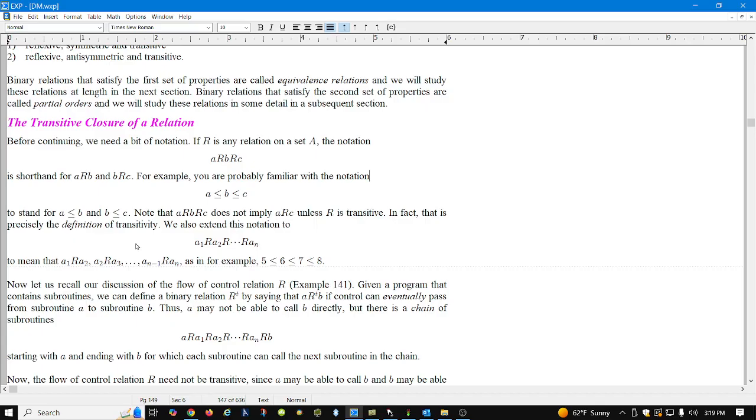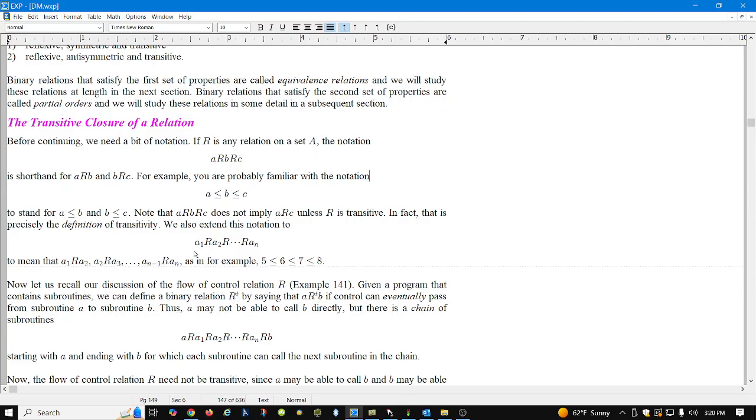Now, one thing to note is that ARBRC does not imply ARC unless the relation is transitive. It may, in some cases, for some elements A, B, and C, but in general, it will not unless the relation is transitive. In fact, that's precisely the definition of transitivity, isn't it? That for all elements A, B, and C in the underlying set, ARBRC implies ARC.